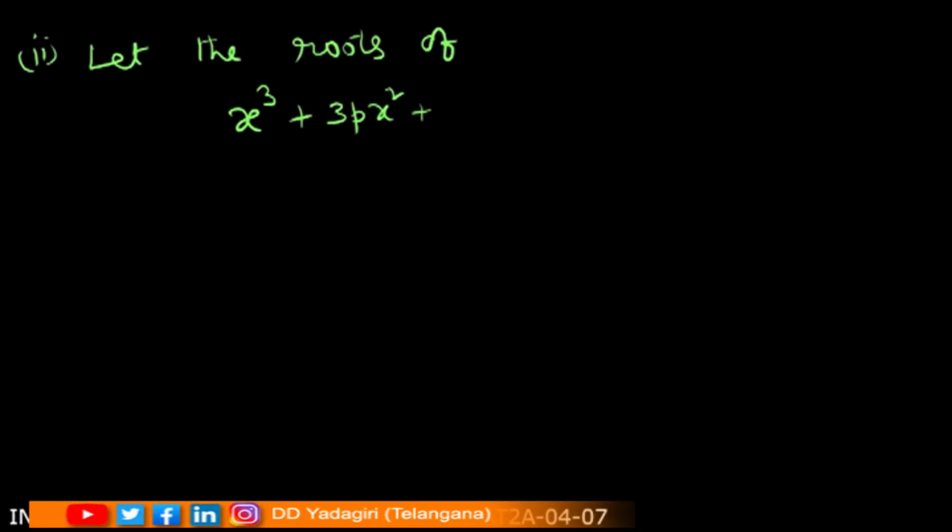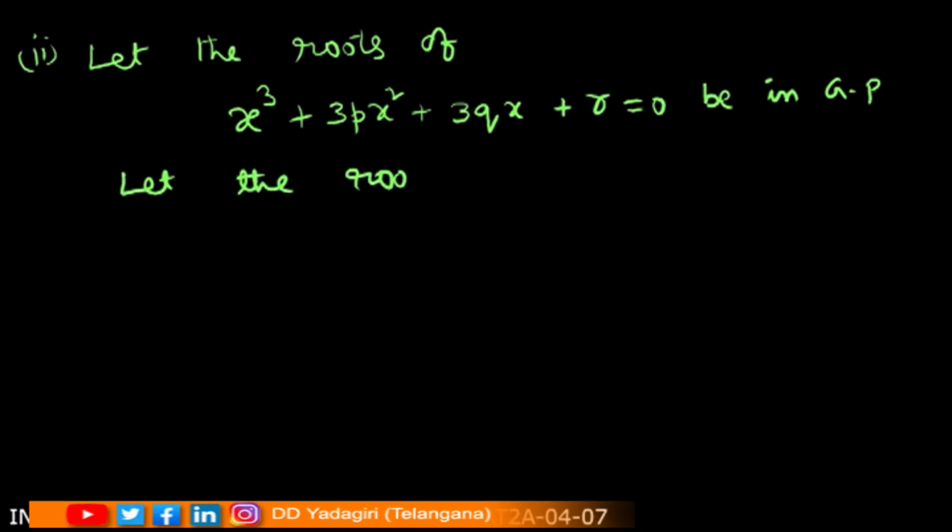Let the roots of x cube plus 3p x square plus 3qx plus r is equal to 0 be in GP. Let the roots be alpha 1, alpha 2 and alpha 3.